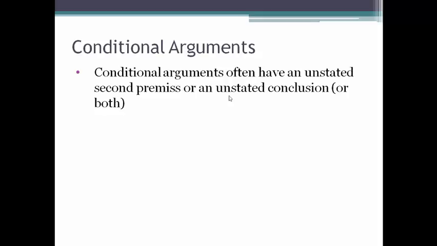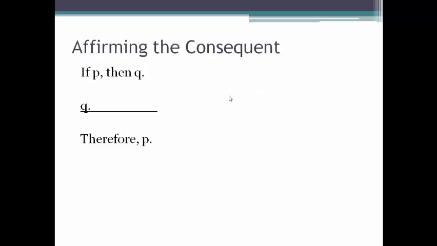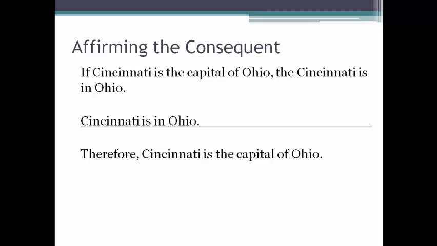Alright, so now let's turn to the fallacious forms of reasoning. Let's start with affirming the consequent. Affirming the consequent has the following form. If P, then Q. Q, therefore P. Now, the tricky thing about this particular fallacious form of reasoning is it looks so much like both modus tollens and modus ponens. But if we look at the example, you can see it's not valid.